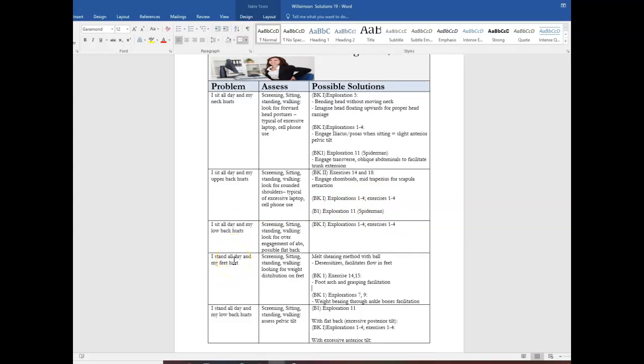Sit all day, my low back hurts. If they have a flat back, a lot of times people have a flat back, 1 through 4 again, those first ones you did, can bring it forward. If they have excessive engagement of the abs, you go in the other way, doing exercises 1 through 4 in book 2. Full engagement of abs.